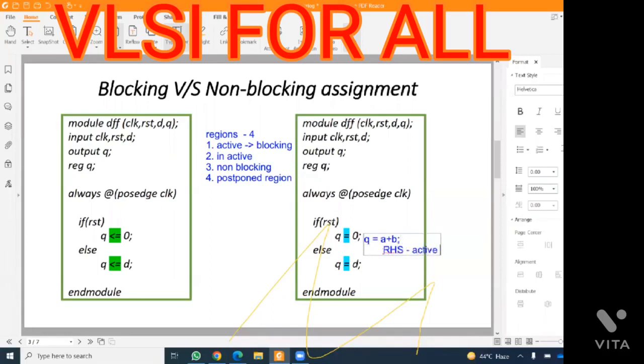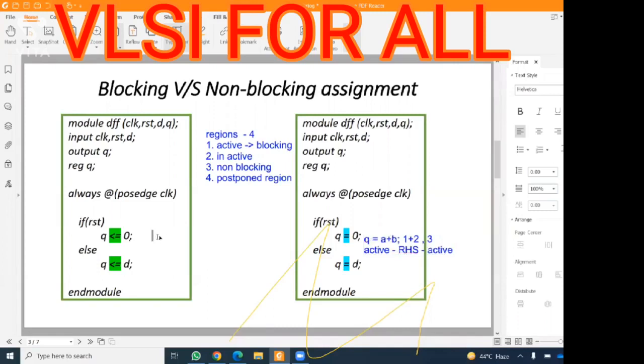Now the simulator needs to assign this value to Q. For example, it calculates this as 1 plus 2 and it gets 3. Now in which region will it assign this? Active region, yes. So the value will be evaluated in the active region and assigned in the active region.